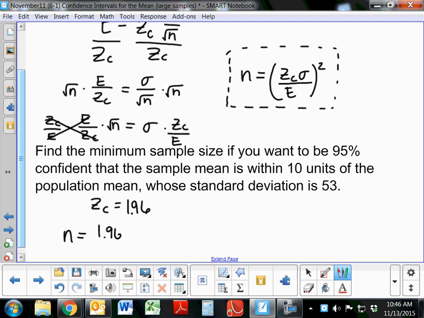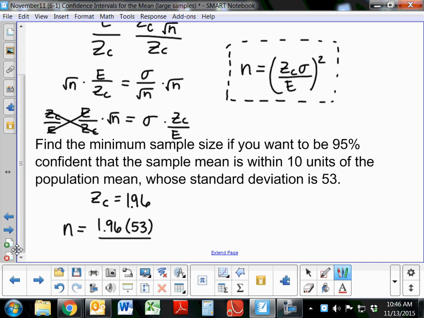And then I'm supposed to multiply by the standard deviation. It told me in the problem here, the population standard deviation is 53. And then I'm supposed to divide by E. E, remember, is how close you want to be. It's your margin of error. So that's where in the problem it says I want my sample mean to be within 10 units of the population mean, meaning I want to be 10 on either side.